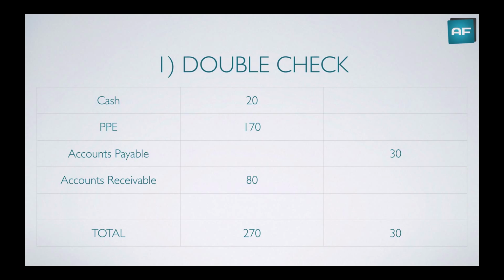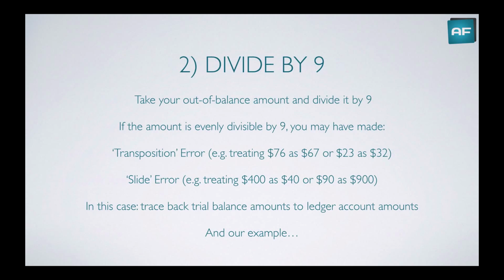So here's our example. We've got an unbalanced trial balance. We've got debits of 270 and credits of 30. But in actual fact, we forgot to put the loan account in our trial balance. So the loan ledger account, which was 240 credit, and that makes a balance. So double check that you've got every account. That's a nice easy one.